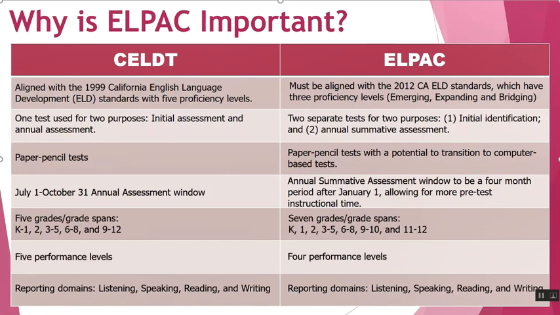Sixth, the CELDT has 5 performance levels while the ELPAC has 4 levels, namely fully functional, moderately functional, somewhat functional, and limited functional, and the reporting domains have not changed.